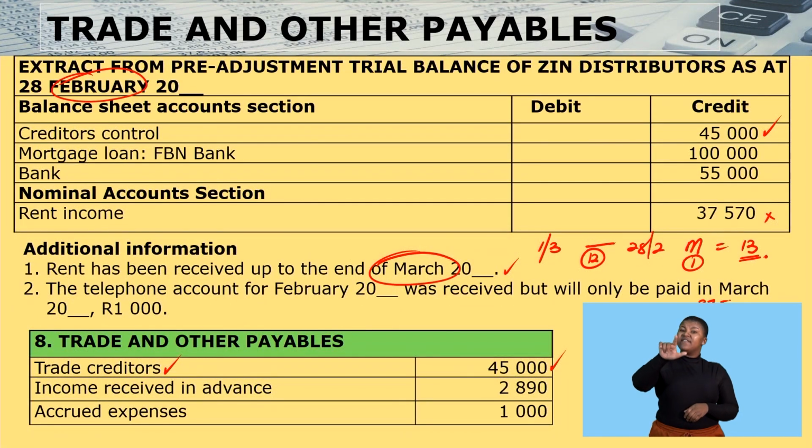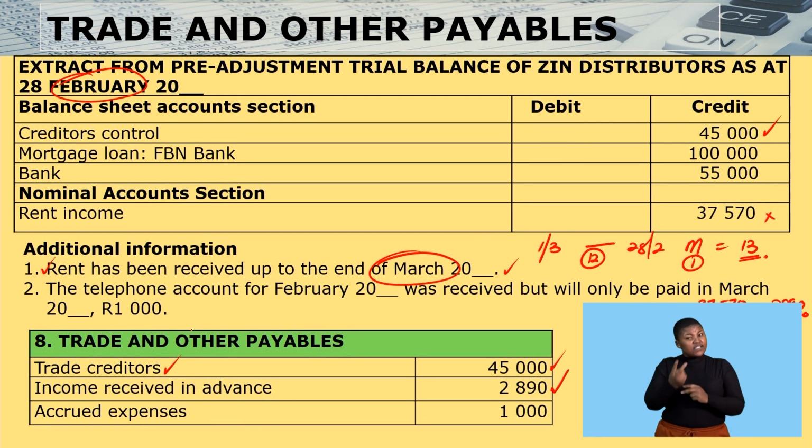Therefore, we have to record that under our trade and other payables. How much did we receive in advance? I take my amount, which is 37,570. I divide this by 13 months. I realize that my rent per month is 2,890. So I've received 2,890 in advance. So I'll come here and say income received in advance, 2,890. I have dealt now with additional information number 1.